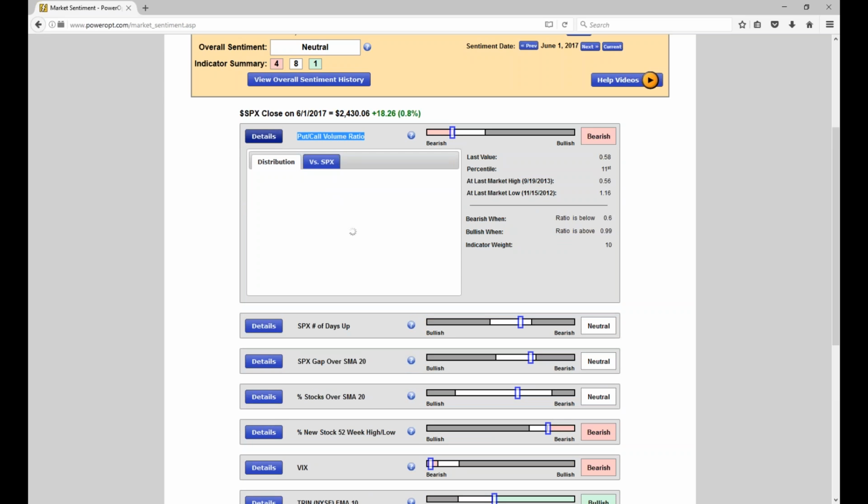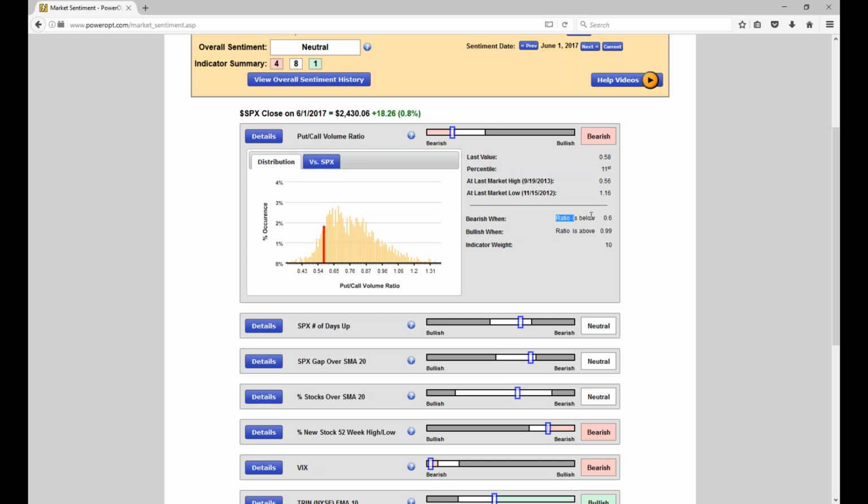So this is a total number of puts divided by the total number of calls volume-wise over the entire market. And right now we see that we're at 0.58, which means we have a lot more calls than we have puts. Okay, so the ratio of put volume divided by call volume is only at 0.58. If it's 1, it's even. If it's greater than 1, there's more puts and so forth.